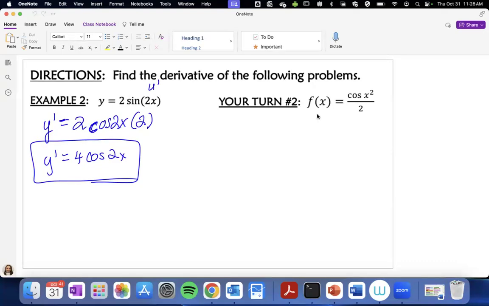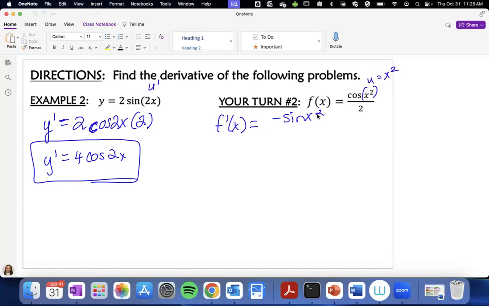Now, f prime of x is going to be, remember the u here is x squared. It's whatever your angle is. So you take the derivative of cosine, that's negative sine. So negative sine, copy the same quantity of x squared. So negative sine x squared.